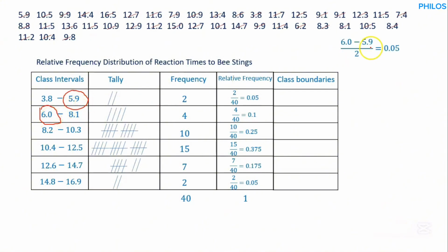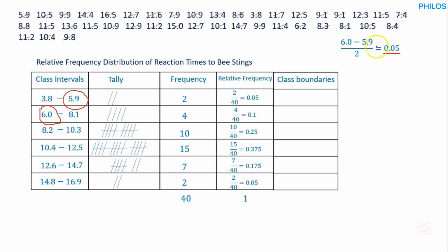This is what I mean. 6.0 minus 5.9 all divided by 2. So 6.0 minus 5.9 will give you 0.1. Divide by 2 will give you 0.05. Not 0.5. Rather, 0.05. Be very careful. Okay.